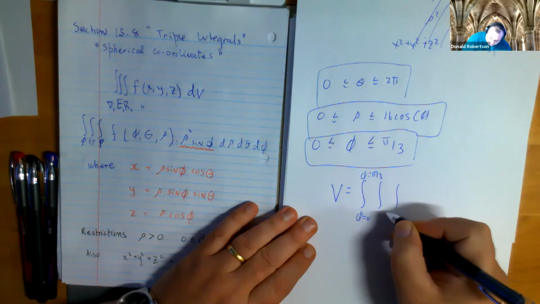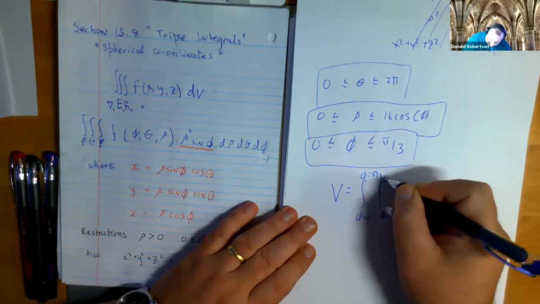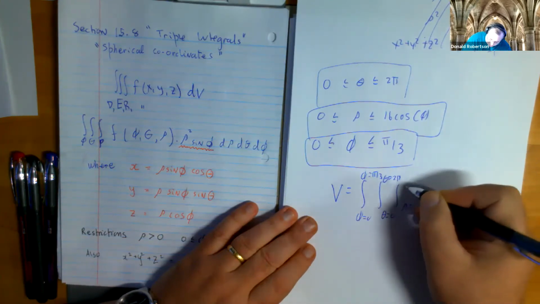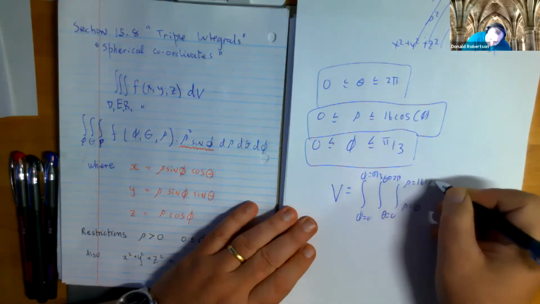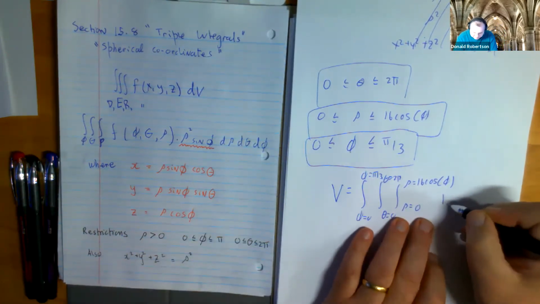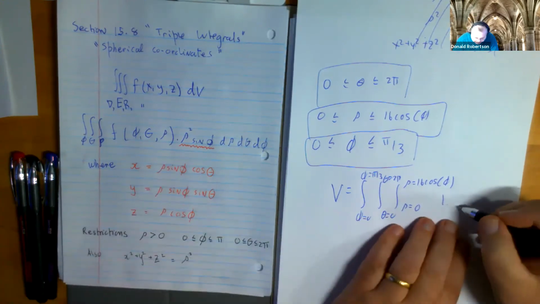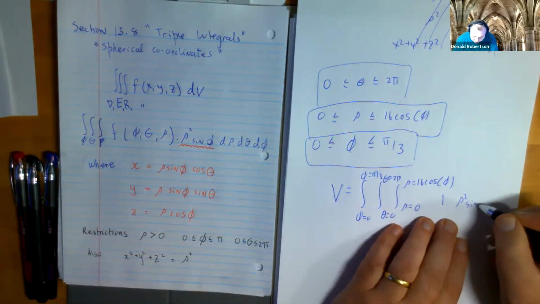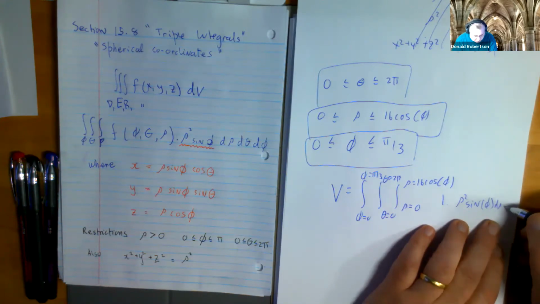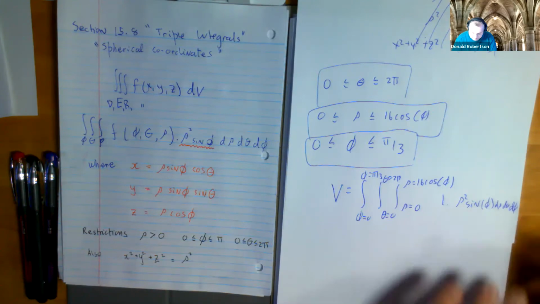I don't know why I'm doing it in this order, but I guess that's my usual order. Theta equals 0 to 2 pi. And rho equals 0. Oh, I know why I'm doing it this time. Of 1, and then you fill in this stuff. Rho squared sine phi d rho d theta d phi.